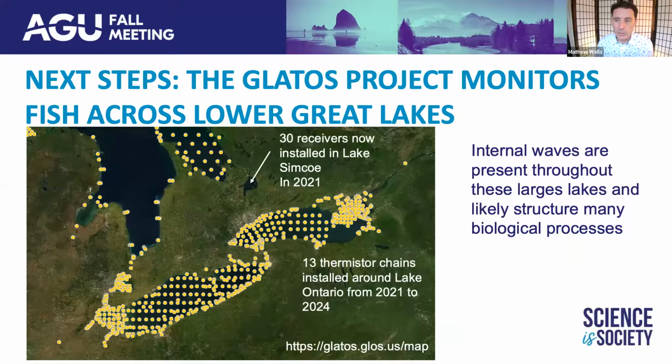So that was interesting. We saw that cool water and warm water fish both respond to the depth of the thermocline. An interesting next step would be to expand this over the whole Great Lakes. How we could do this is this large collaborative project called GLATOS, which has an amazing coverage of fish receivers that are all recording where the fish are and what the temperature is. My colleagues at the Ontario Ministry of Natural Resources recently installed 30 receivers in Lake Simcoe, so we can continue this in Lake Simcoe. And I'm part of a group that's installed 13 thermistor chains around Lake Ontario, so we'll hopefully be able to look at large internal waves around Lake Ontario.